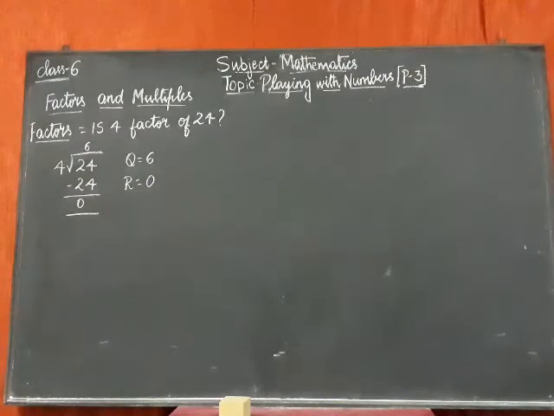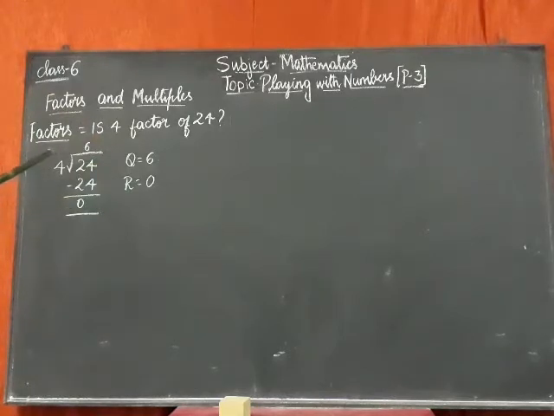Now I have done the division there. I have divided 24 by 4. See on the board, I have divided the number. That is, 4 times 6 gives us 24. What is the remainder we got? We got the remainder as 0. And what is the quotient we got? We got the quotient as 6. If we divide 24 by 4, we get the quotient as 6 and remainder as 0.